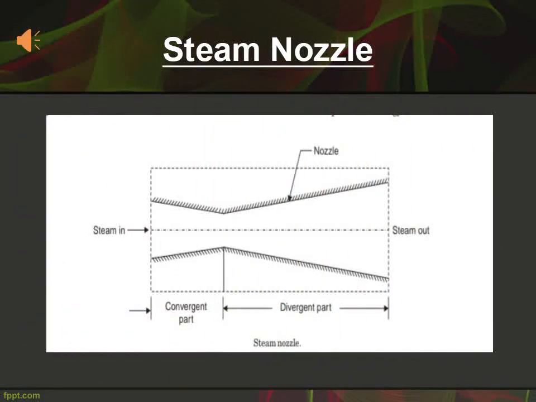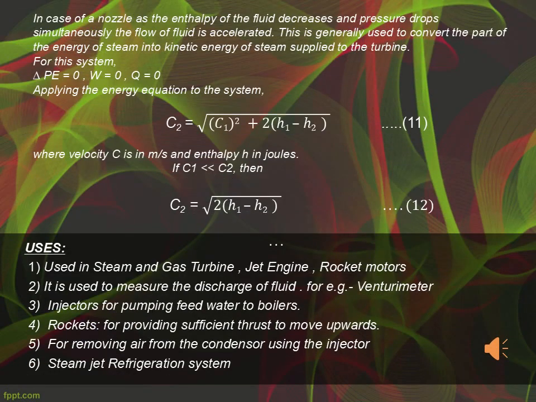Now the next part is steam nozzle. In steam nozzle, we will find that it has a converging part and a diverging part. The steam is entering through the converging part and it is coming out through the diverging part. The part which is enclosed inside the box is considered as a system. Nozzle is often a pipe or a tube of varying cross-section area, and it can be used to direct or modify the flow of fluid, and also used to control the rate of flow, speed, direction, etc.